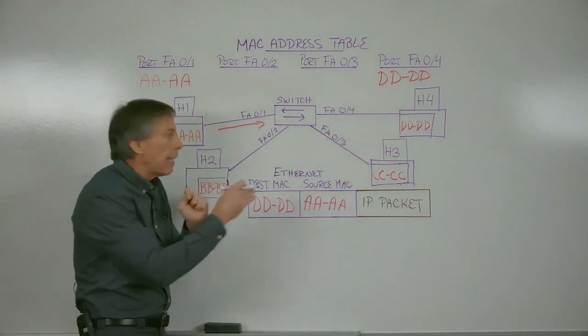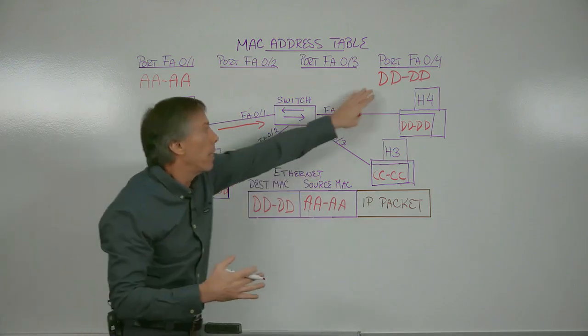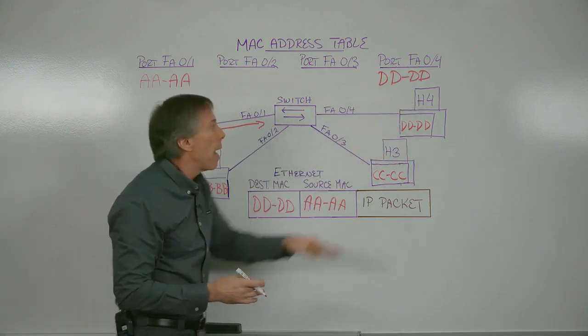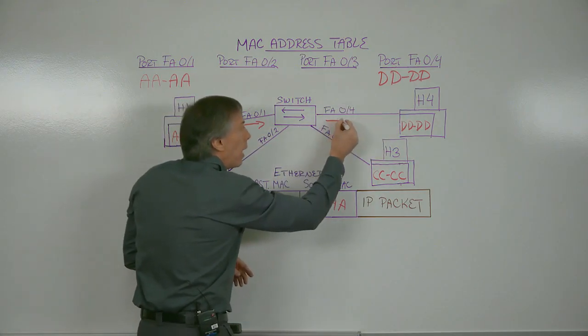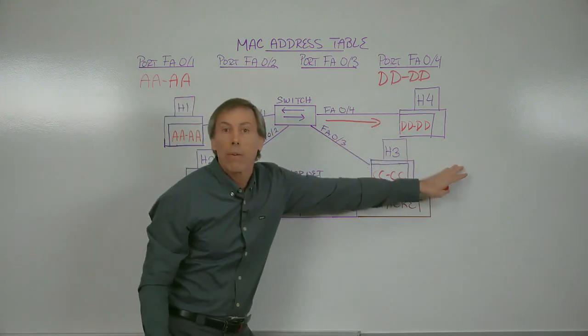So instead of sending it out all ports like we did originally when this information was not here, now it can send it out just Fast Ethernet 04 on its way to H4.